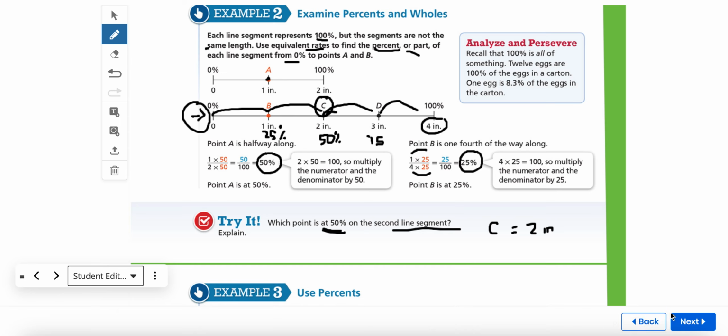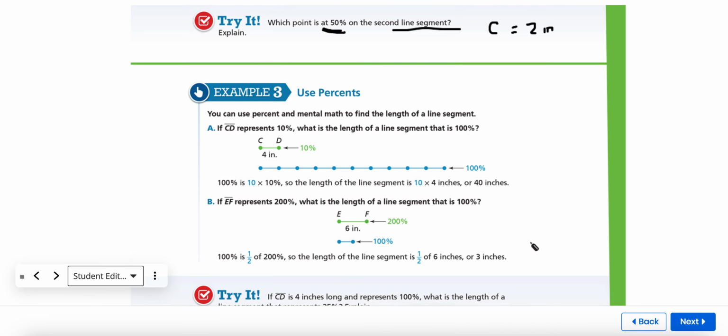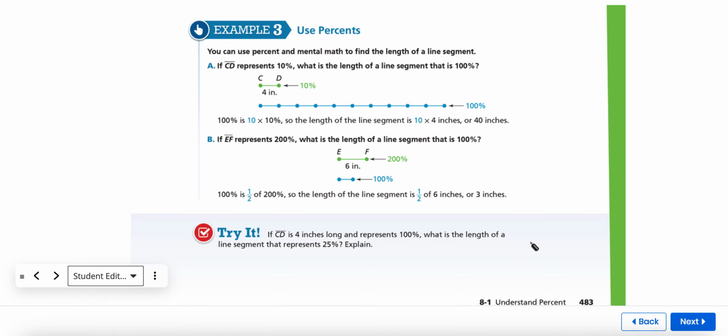Okay, now let's go to the next page. We have the same page, example 3. Use percents. You can use percents and mental math to find the length of a line segment. If CD, from here to here, represents 10%, so this CD is 10%.